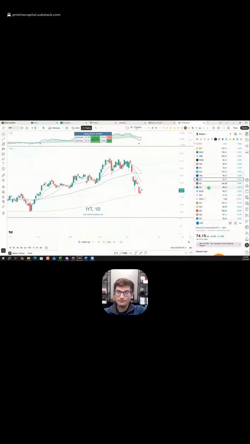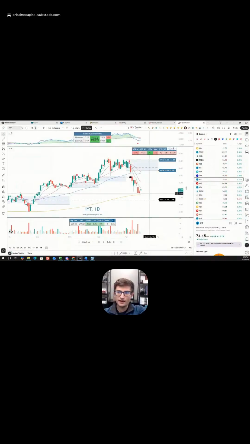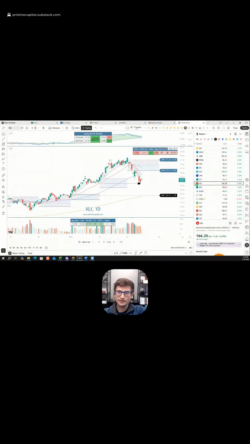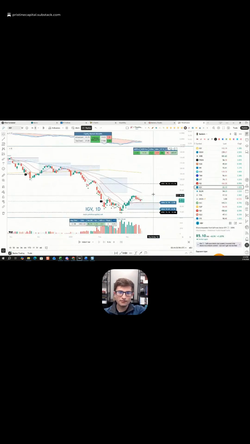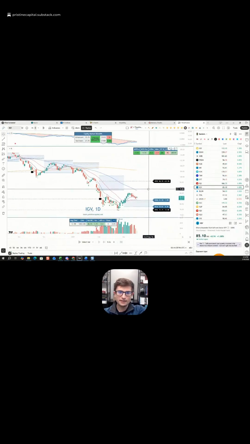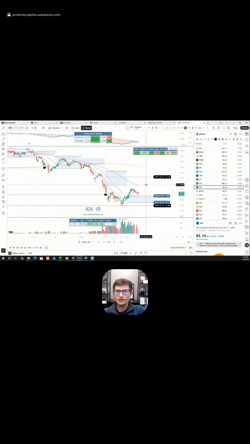You can see IYT cascade down, XLI cascade down, IGV software got absolutely crushed. But here's the thing, software really is getting disrupted. Like now, it's so much easier to create software.